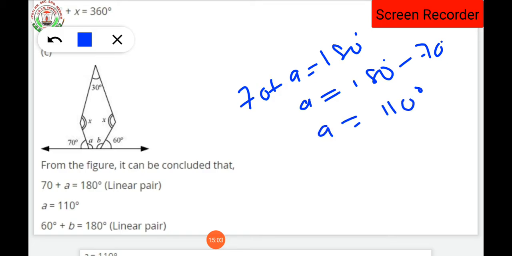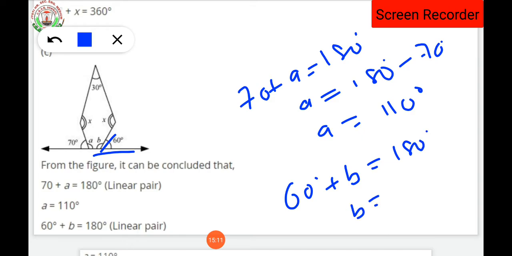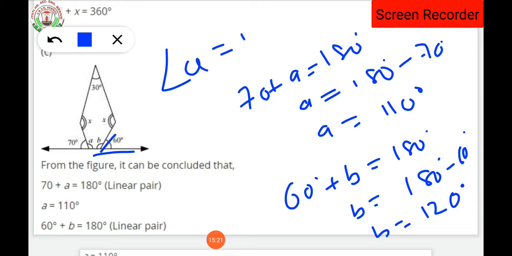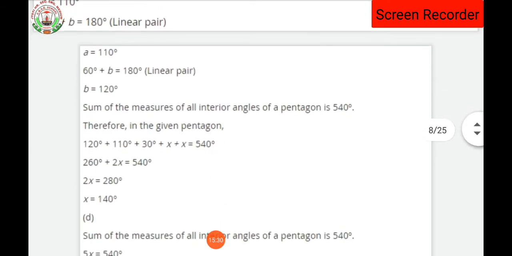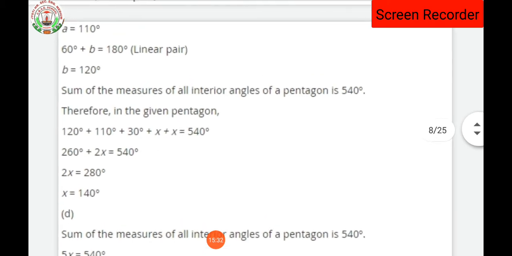In the same way, for this part of the question, 60 degrees plus angle B is equal to 180 degrees. So B is equal to 180 degrees minus 60. So the answer will be B is equal to 120 degrees. Now we have the value of angle A as 110 and angle B as 120, isn't it? Now we can easily find out. It is easy to find out, isn't it? Now look how to find.